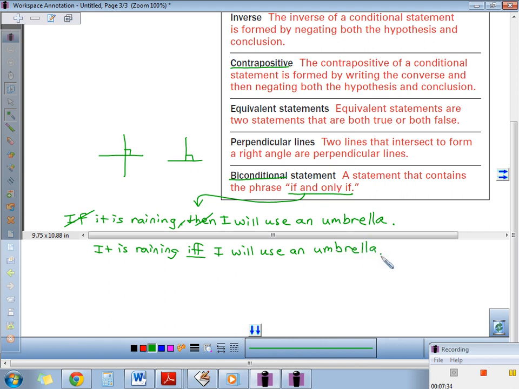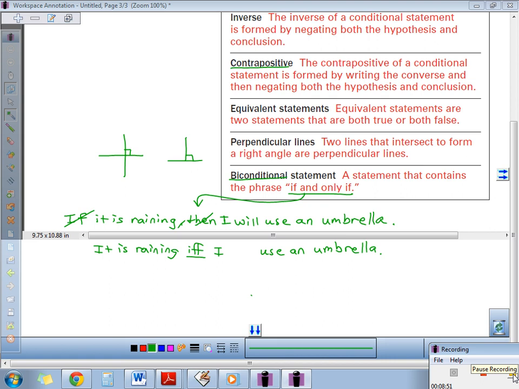I'll pause and read that again. It is raining if and only if, and some words are not needed. There are two words I can cut to make it make more sense. It is raining if and only if I use an umbrella. There's no other reason to use an umbrella unless it's raining. That's an if and only if statement, a biconditional statement, and that's how it'll look. A lot of times it will make more sense than this, but that's the key thing of a biconditional statement.